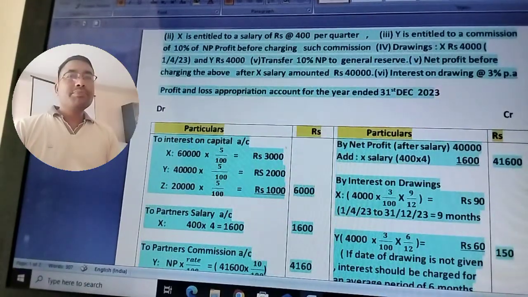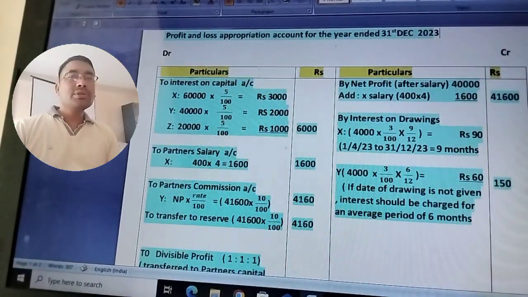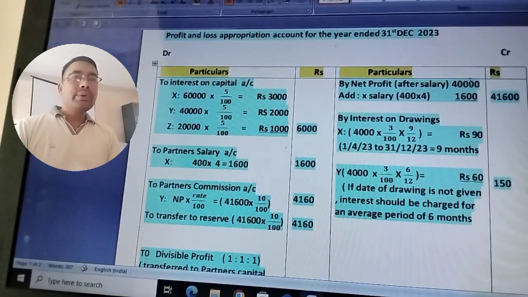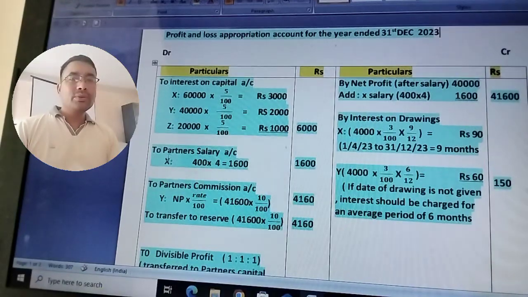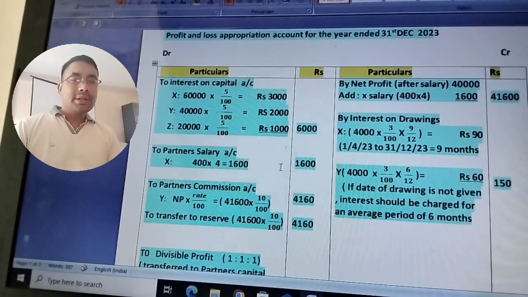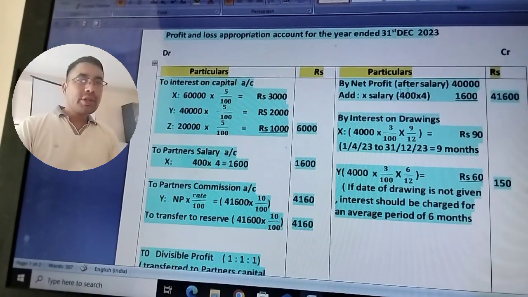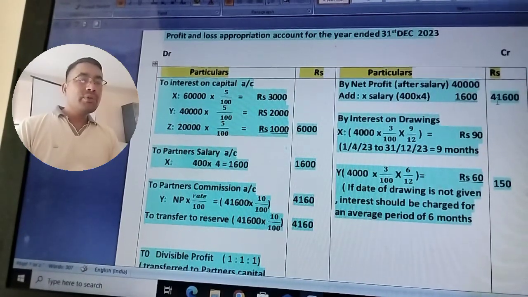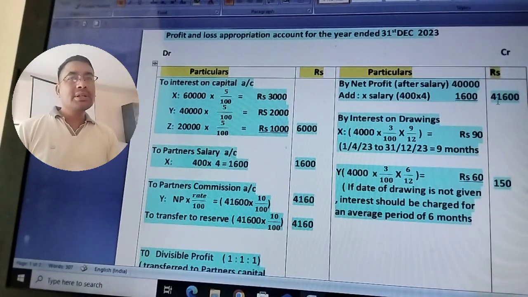So your net profit after salary is 40,000. So I'm writing net profit on the credit side, 40,000. But we have to write partner's salary here on the debit side. But this 1600 has already been deducted from this net profit. So this net profit is after salary. I need it before salary, so I'm adding salary. 400 per quarter into 4, 4 fours are 16, so it is 1600. So the exact net profit should be 41,600. So 41,600 is our adjusted net profit.